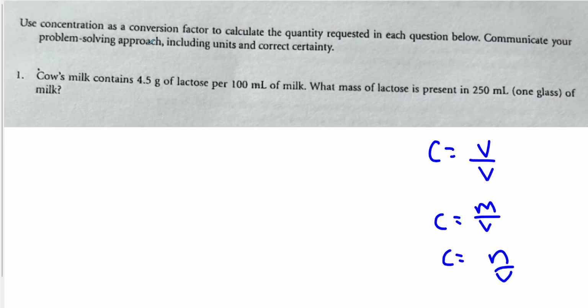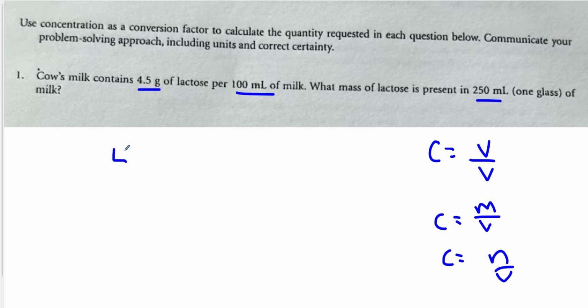So for this example here, cow's milk contains 4.5 grams of lactose per 100 milliliters of milk. And what mass of lactose is present in 250 milliliters of milk? So this isn't that difficult. It's kind of like a ratio, to be honest. It's not really a chemistry question.